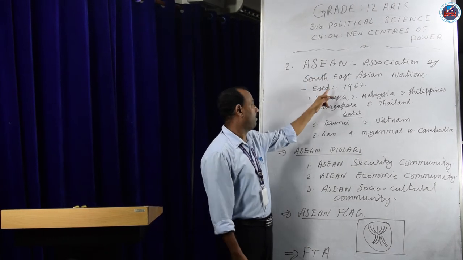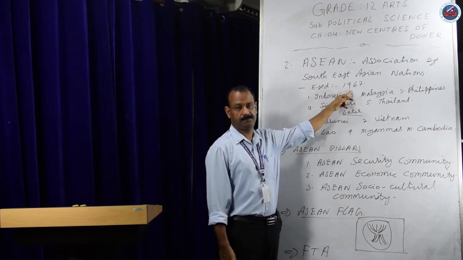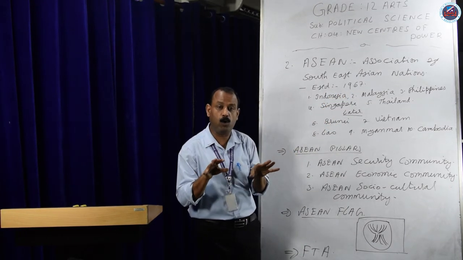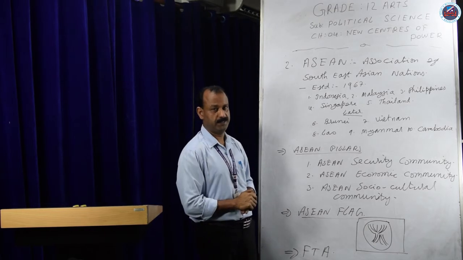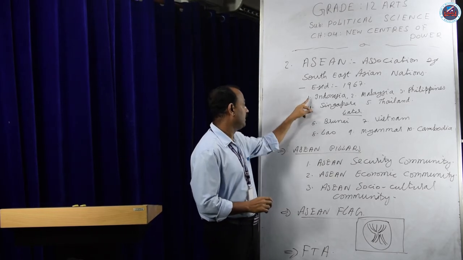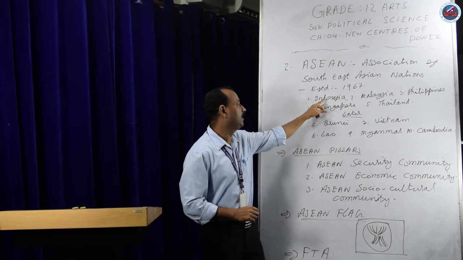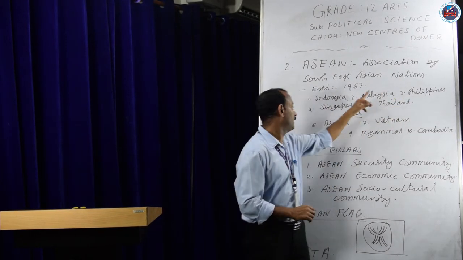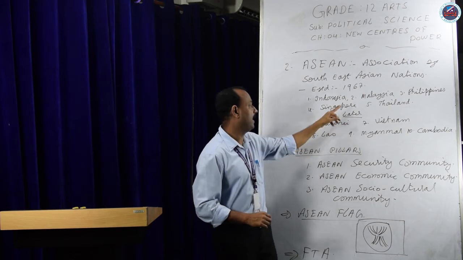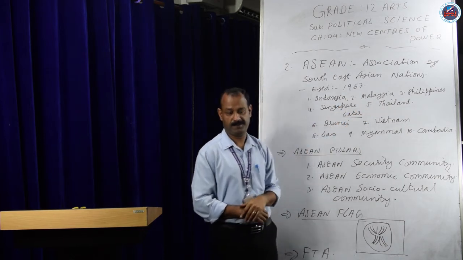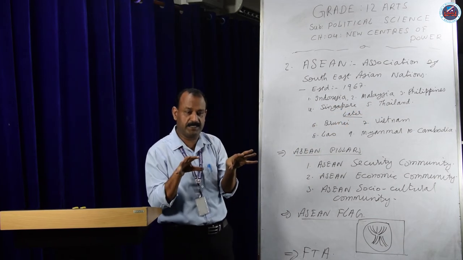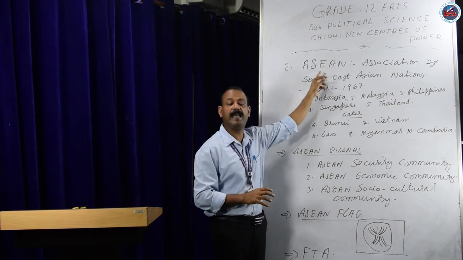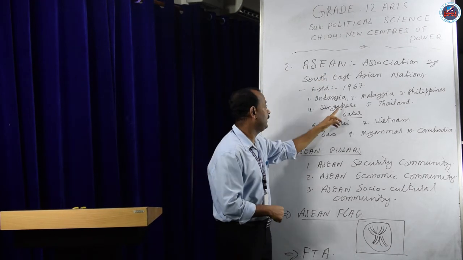ASEAN was established in 1967. It was formed by initially only 5 countries. Which are these 5 countries? Number 1 is Indonesia. Number 2, Malaysia. Number 3, Philippines. Number 4, Singapore. And number 5, Thailand. So these 5 countries jointly formed the organization called ASEAN in 1967.